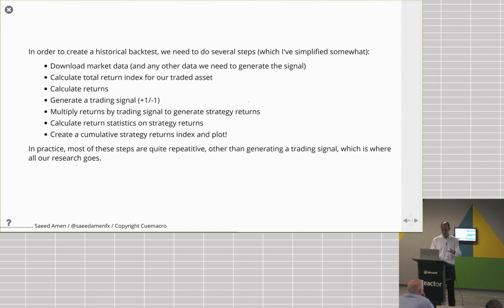So if we want to create a backtest, there's several steps that we need. I have to say I've simplified this somewhat. But the first step is we need to download the market data and also any other data to generate a signal. So it could be data like alternative data, whatever data you want. Then we need to have a total return index for our traded asset. We then calculate the returns on our traded asset. We generate a trading signal, a buy-sell.